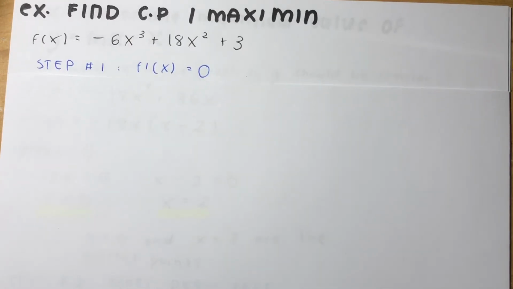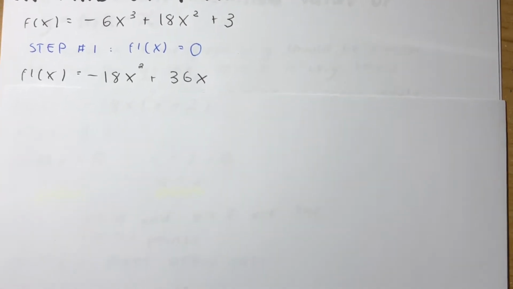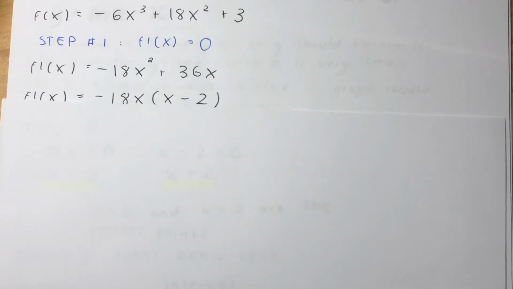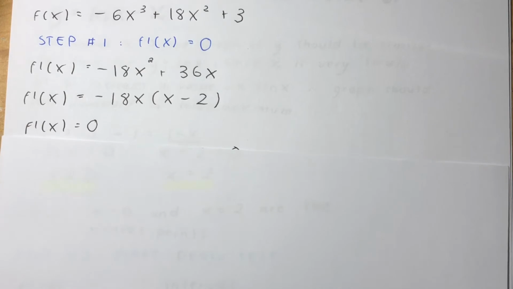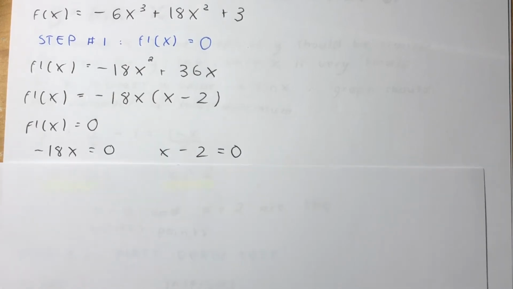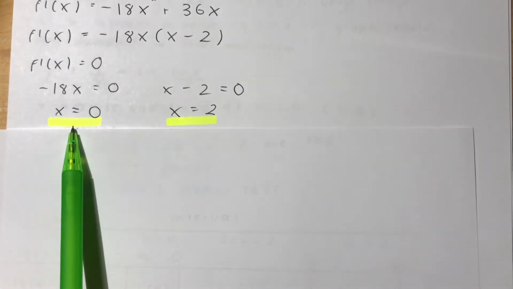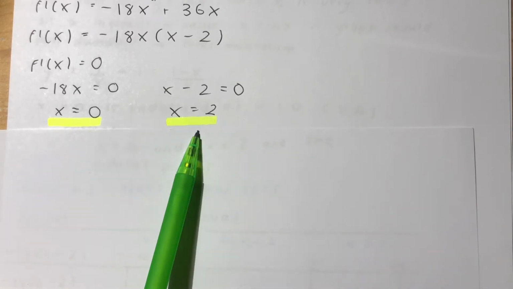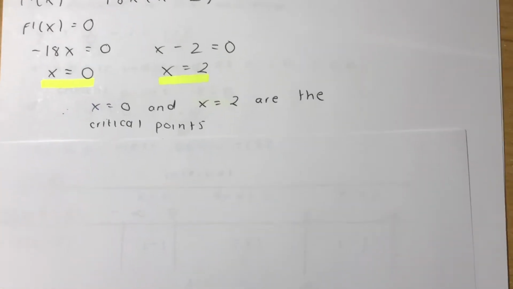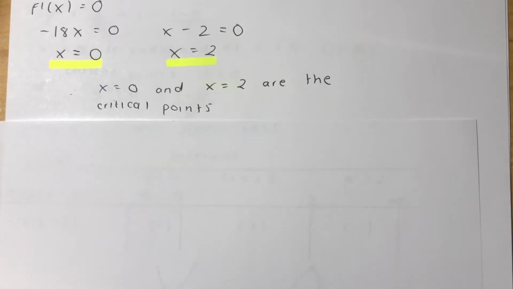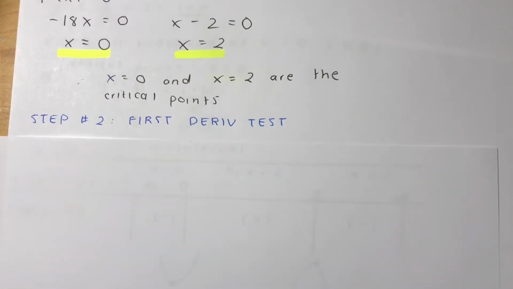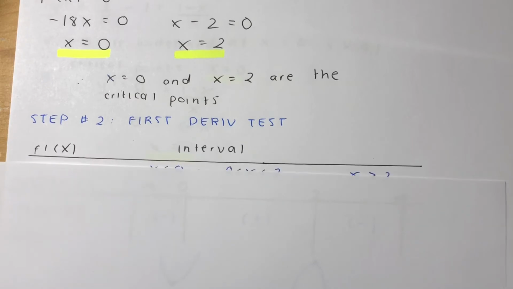Our first step is to find our critical points. So we're going to set our derivative equal to 0. The first step is to find the derivative, factor it, and then set it equal to 0. When we set both these factors equal to 0, we find our critical points to be 0 and 2. And there we have it, x is equal to 0 and x is equal to 2 are our critical points. Step 2 would be to use the first derivative test.